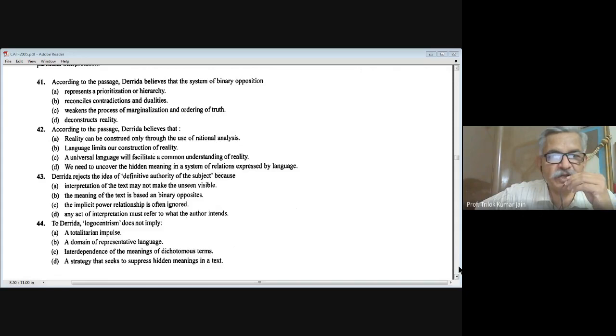According to the passage, Derrida believes that: A, reality can be constructed only through the use of rational analysis; B, language limits our construction of reality; C, a universal language will facilitate common understanding of reality; D, we need to uncover the hidden meaning in a system of relations expressed by language. Which is the best option? And we have to give it in the context of the passage that we have just read. Try.